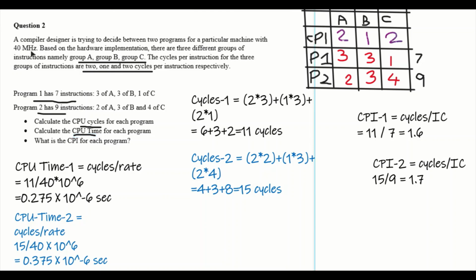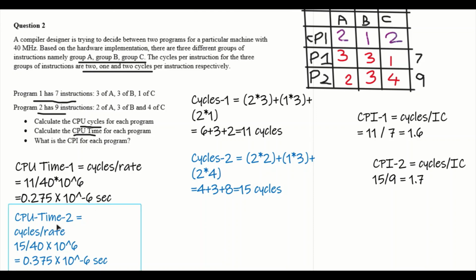When you see something in hertz, it is a rate. The question didn't say this is clock rate, but it says a particular machine with 40 megahertz. Hertz means it is rate. So the formula is cycles divided by the rate. Just now you calculated the cycles, and the rate is 40 megahertz. Mega means 10 power 6. Since I am dividing, that 10 power 6 goes up to the numerator, so it becomes 10 power minus 6. And the unit is seconds.